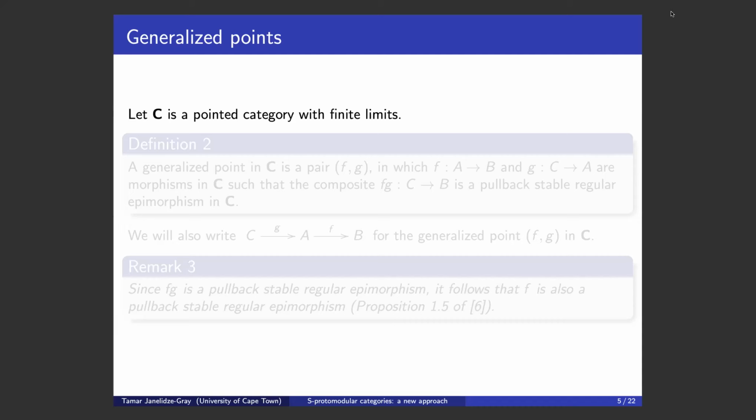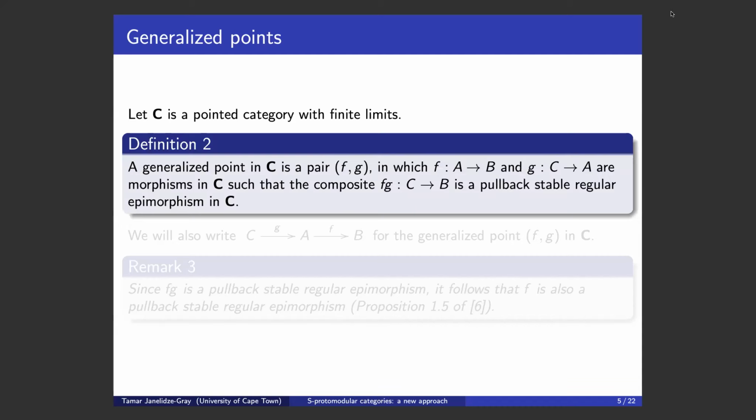All right, so the first notion that we would like to introduce is what we call a generalized point. A generalized point in C is a pair (f, g), a composable pair of morphisms such that the composite is a pullback stable regular epimorphism in C. So in other words, because we want to now move from split epimorphisms, which have the splitting as a homomorphism, we now take a composable pair of morphisms where the composite is not necessarily an identity, it's just a pullback stable regular epimorphism.